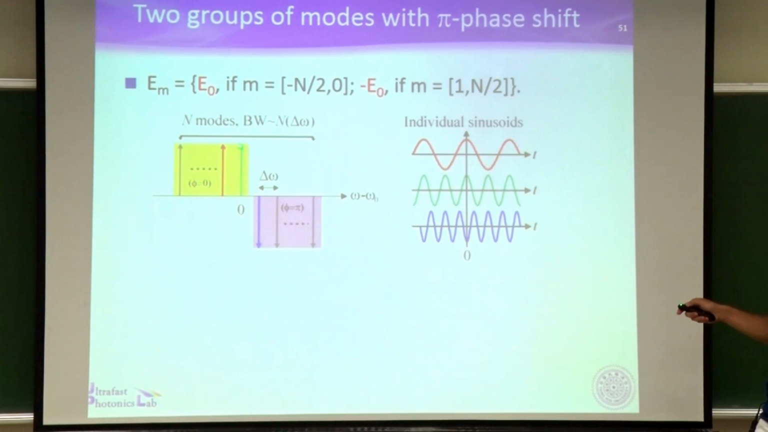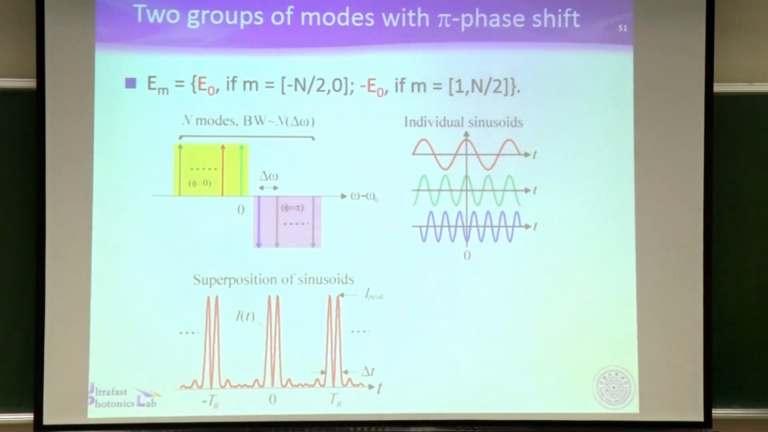The red and the green delta functions correspond to cosine functions in the time domain. But the blue mode corresponds to a minus cosine function in the time domain because of the pi phase shift, right? Then what is the superposition? You cannot have the shortest pulse. This is the result.